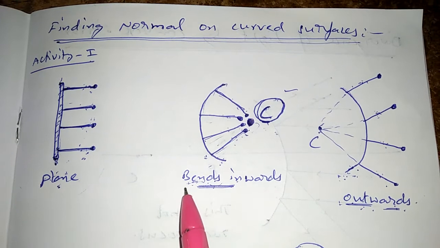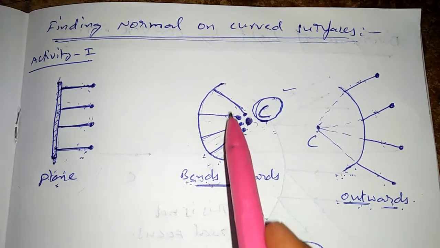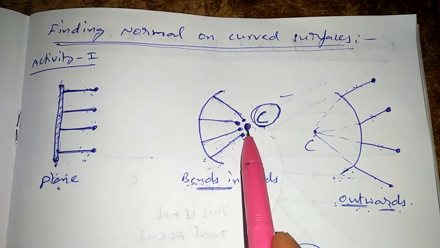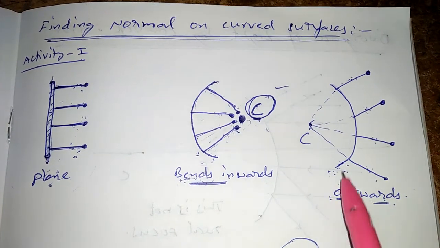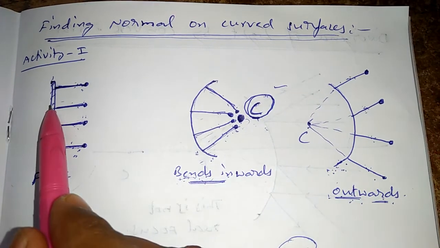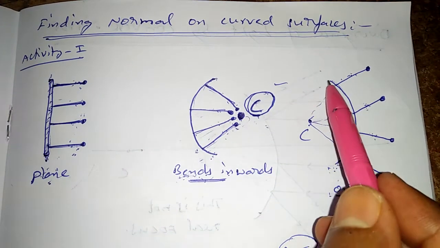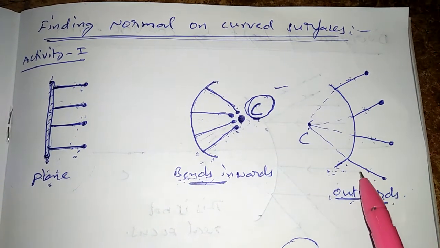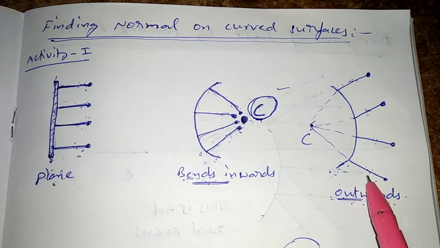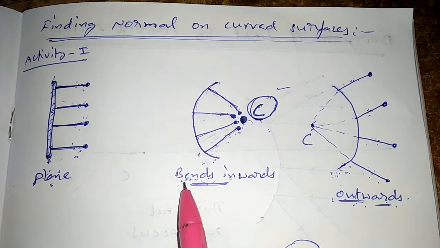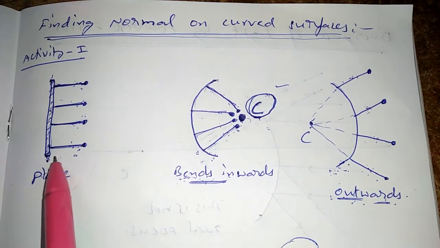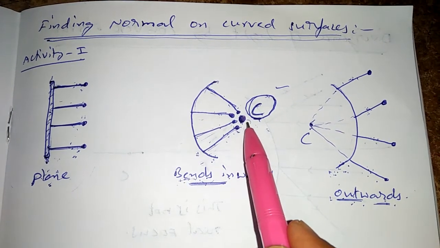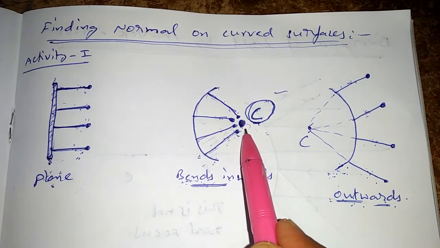Whenever we bend the foam sheet inwards, all the pins tend to meet at a point. In the second situation, we bend this foam sheet outwards like this. Then all the pins will move away from each other. Okay, clear? So first we bend the foam sheet inwards like this, then all the pins will come closer to each other.